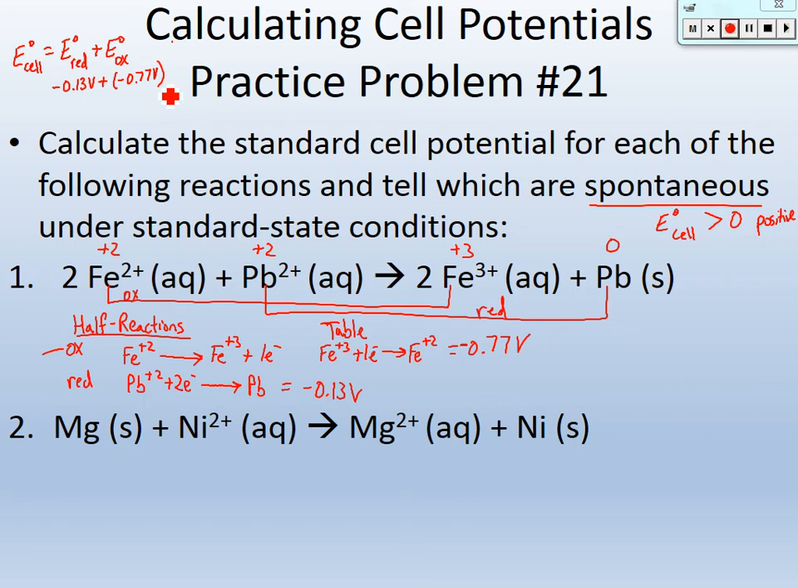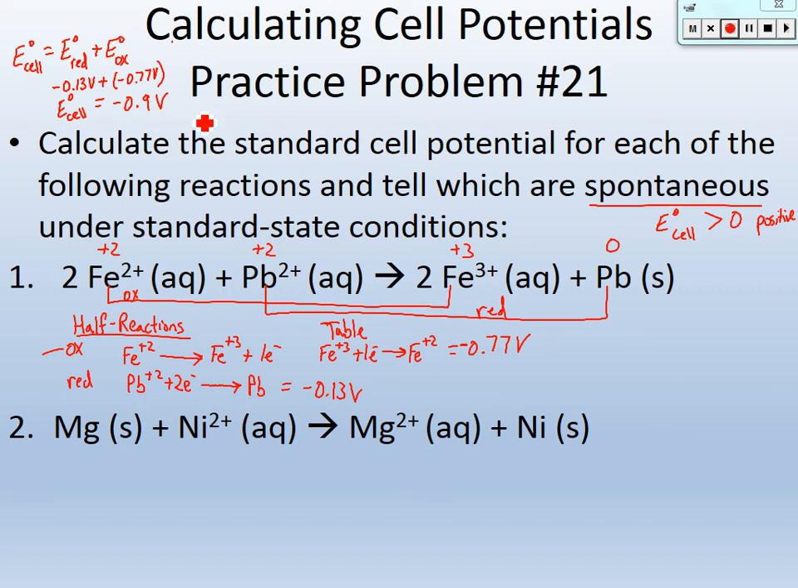Negative 0.77 minus 0.13 is a negative, so this is equal to negative 0.90 volts. So if the electric potential of the cell is a negative voltage, is it going to be spontaneous or non-spontaneous? And the answer to that is non-spontaneous.